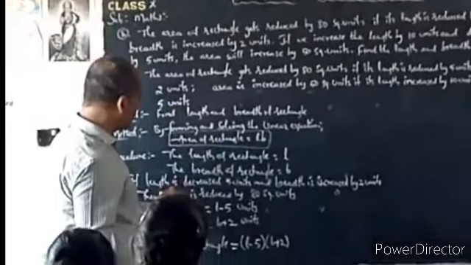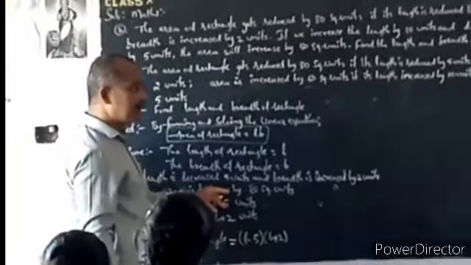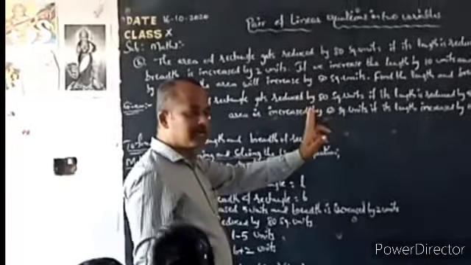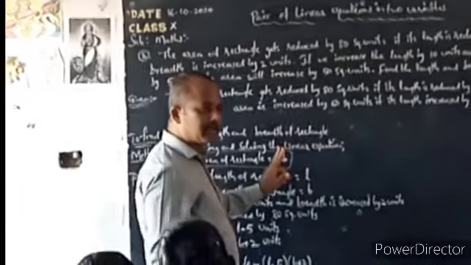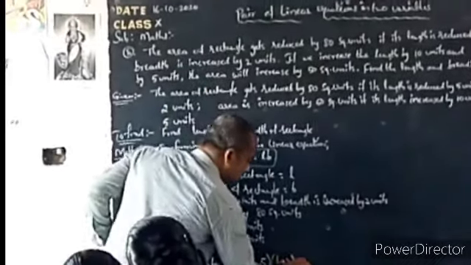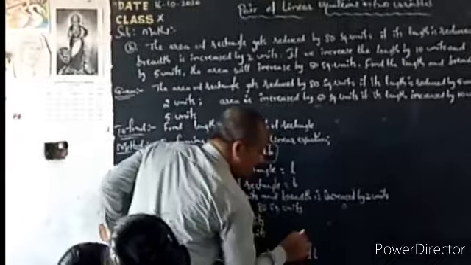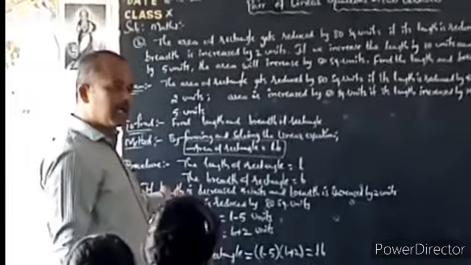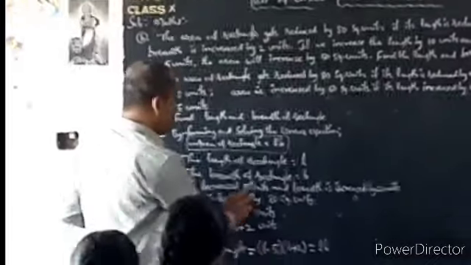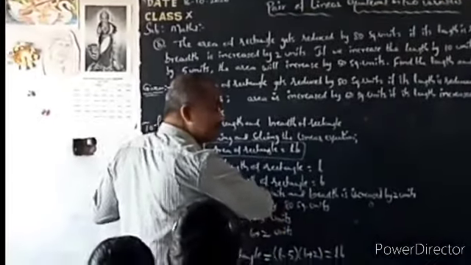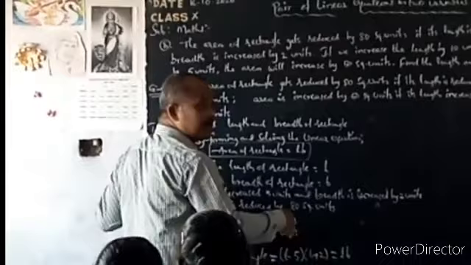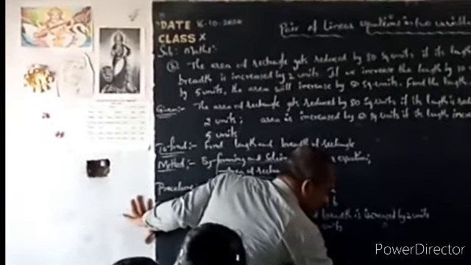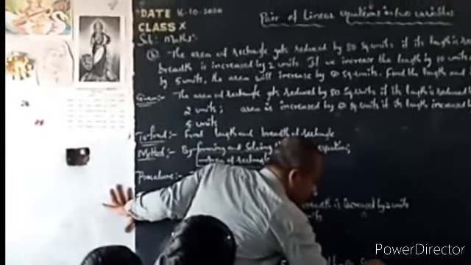But according to the problem statement, what is the area here? The actual area is length into breadth only, that is LB. So what happened here? It is reduced by 80. Reduced means we have to subtract. So minus 80 square units.